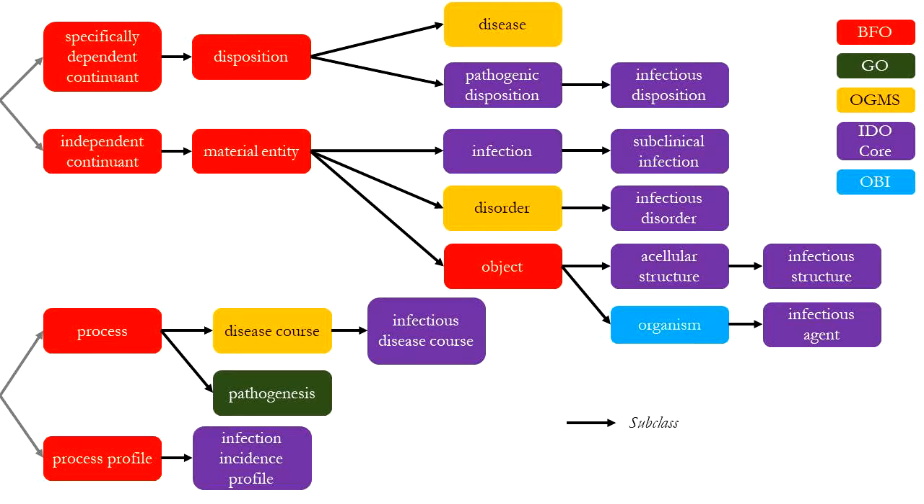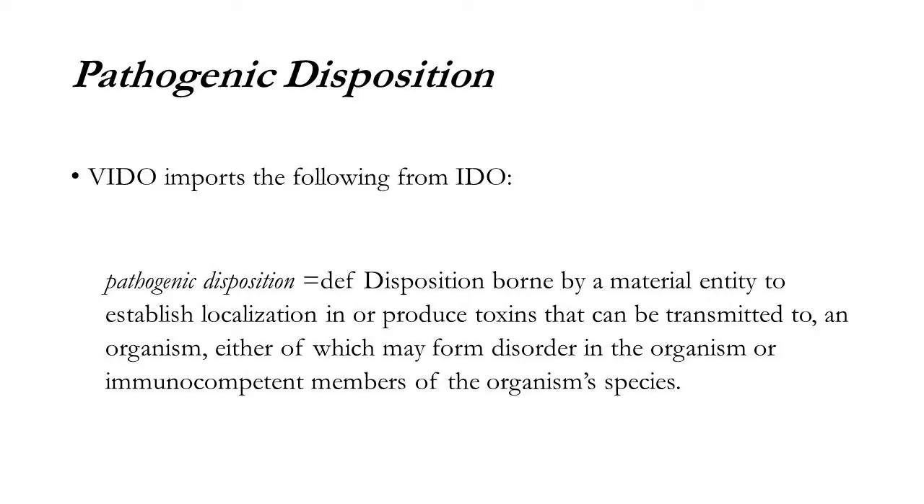And back to the diagram. We'll move over to pathogenic disposition, a very important class. VIDO imports from IDO Core this definition, pathogenic disposition. I'll walk through some of it. Disposition, of course, as we all know, has a material base and a material entity. It manifests in various ways. Salt is a paradigmatic example.